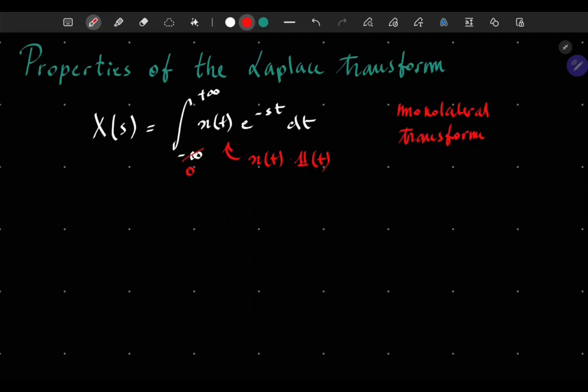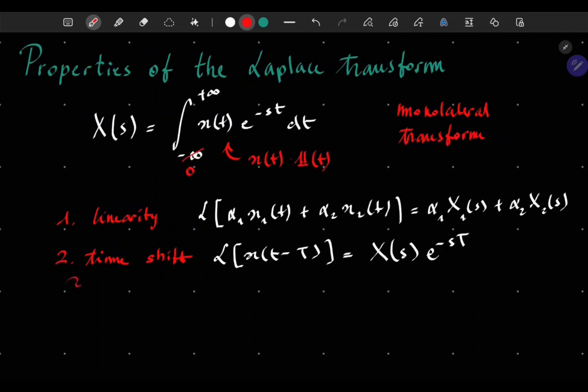This transform has a set of very interesting properties, and we can list some of them. The first is linearity, and this means that the Laplace transform applied to a linear combination of signals gives the linear combination of the Laplace transforms.